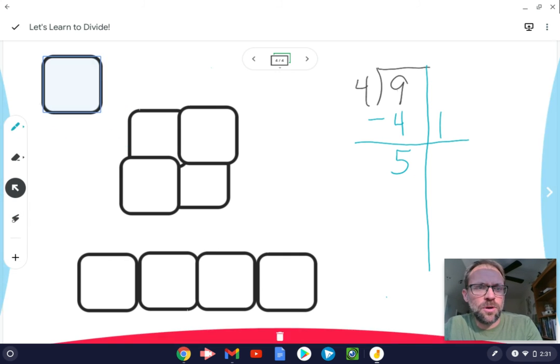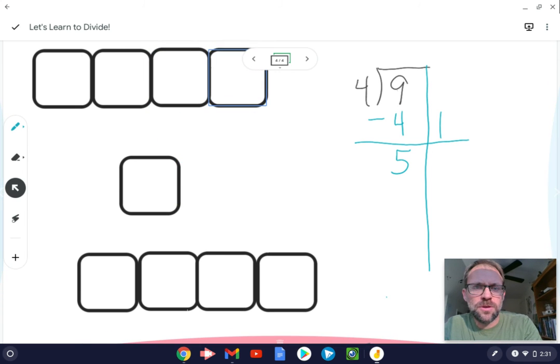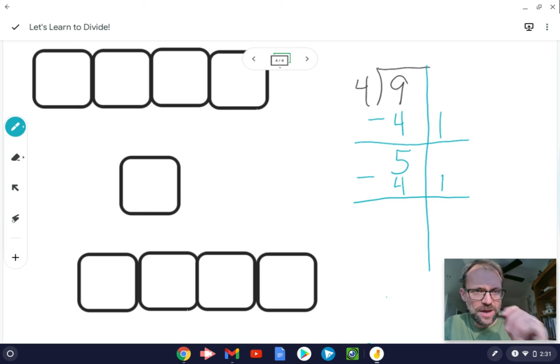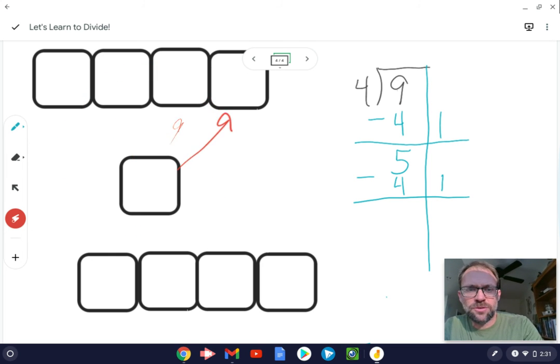Let's do it. 1, 2, 3, 4. There's another group of 4. So we made one more group of 4. One group of 4 is equal to 4. So let's take that away. We had 5 in the pile, and we just took 4 of them and made a group out of them. We took them away from the pile. And the way we show that is by taking 4 from 5, we subtract. And that leaves us with 1.